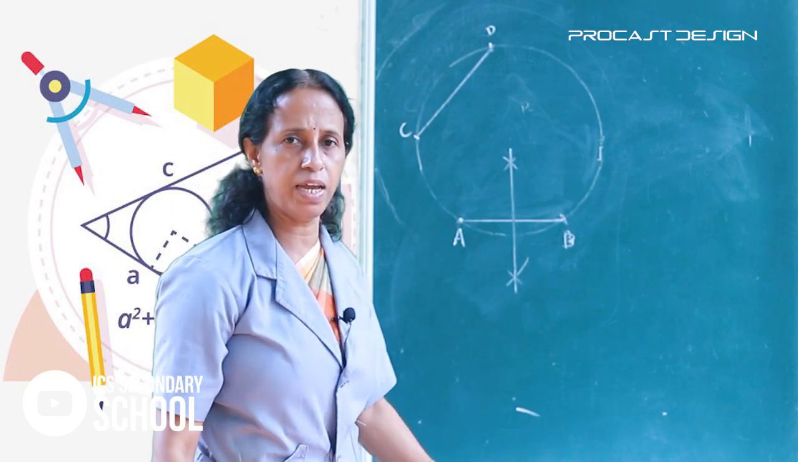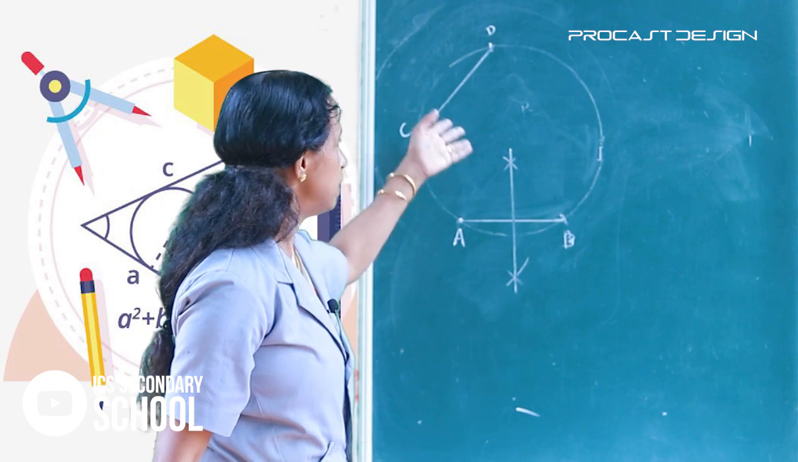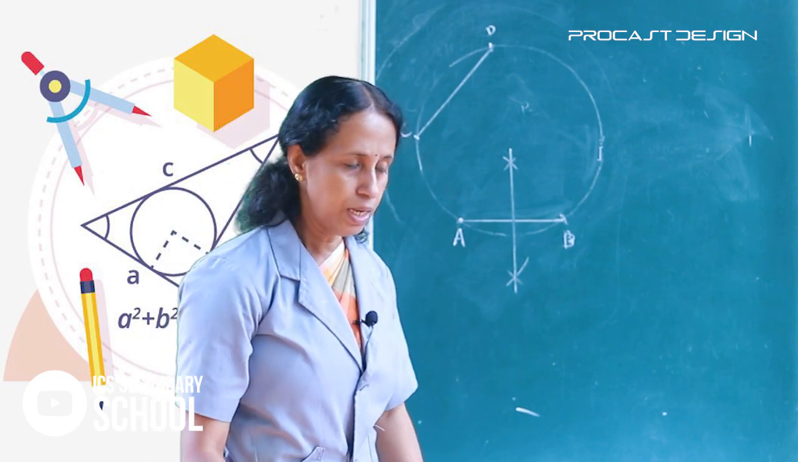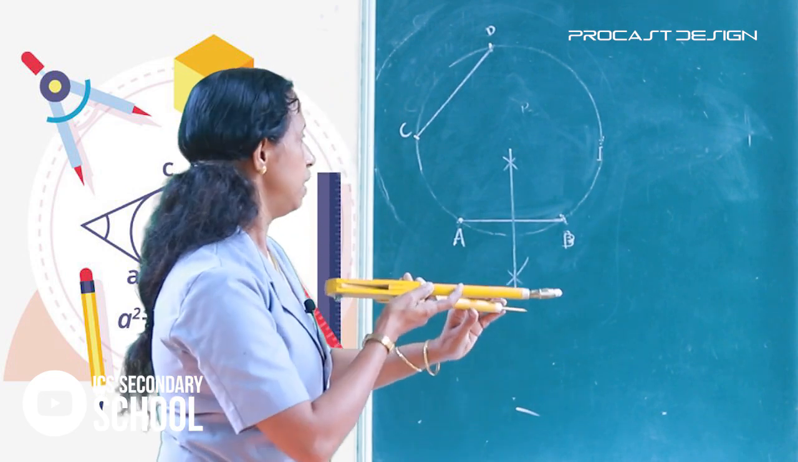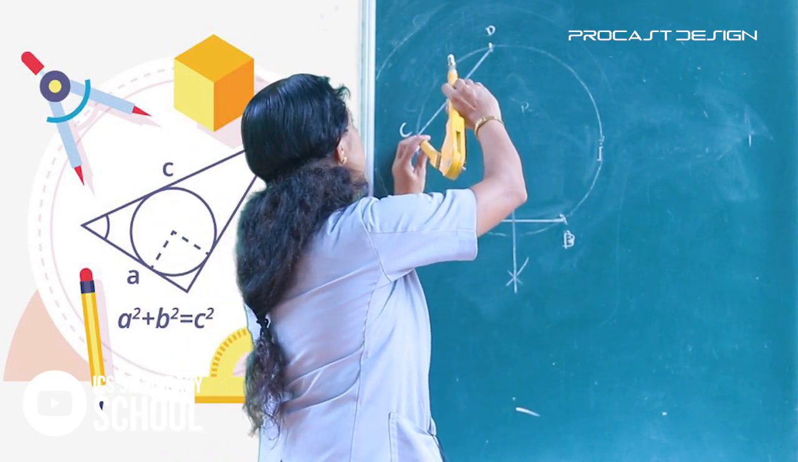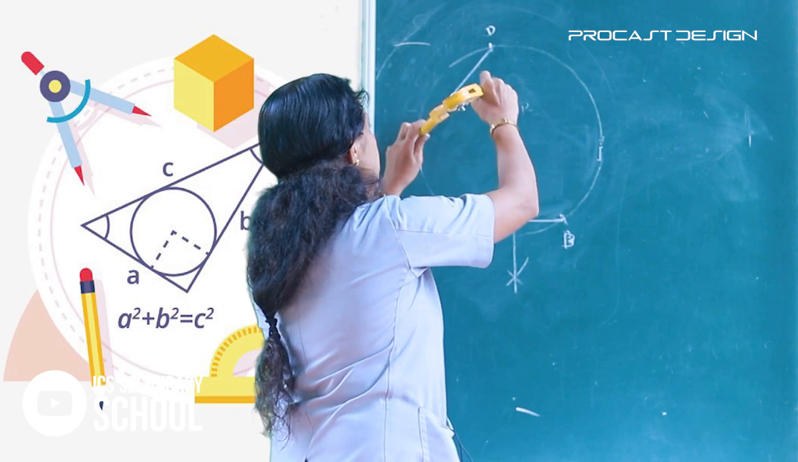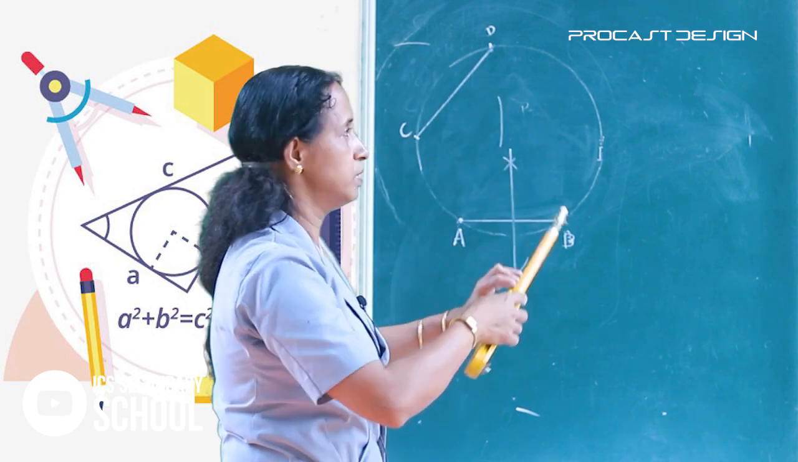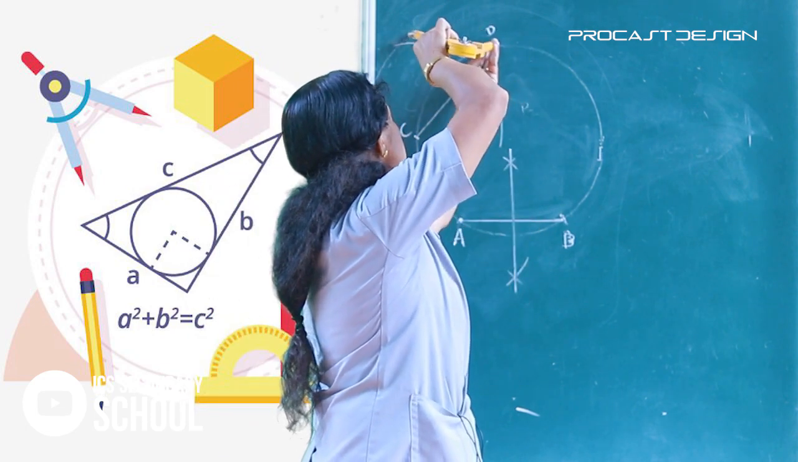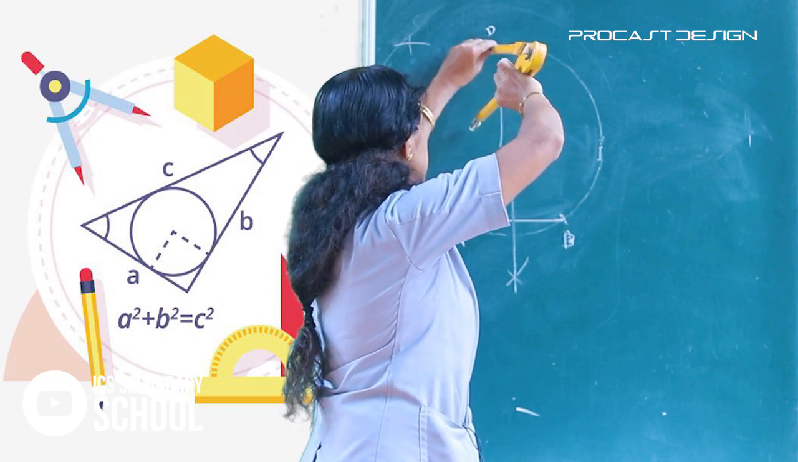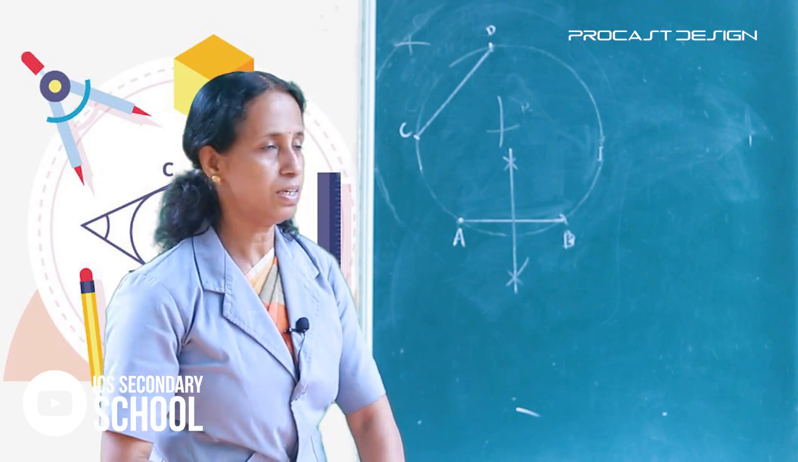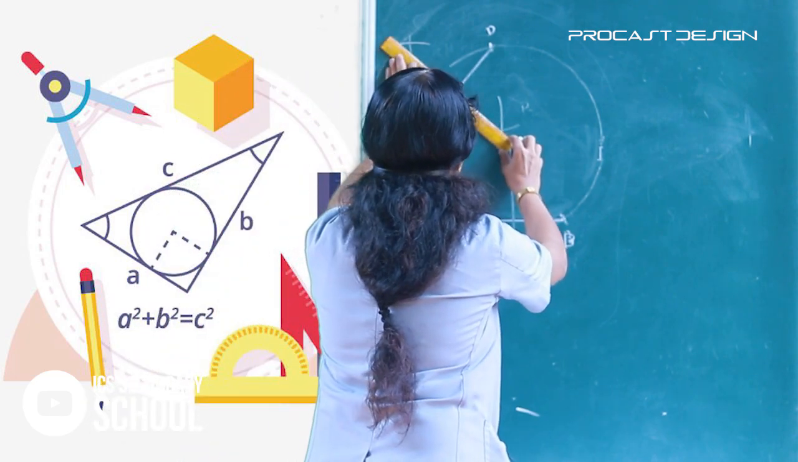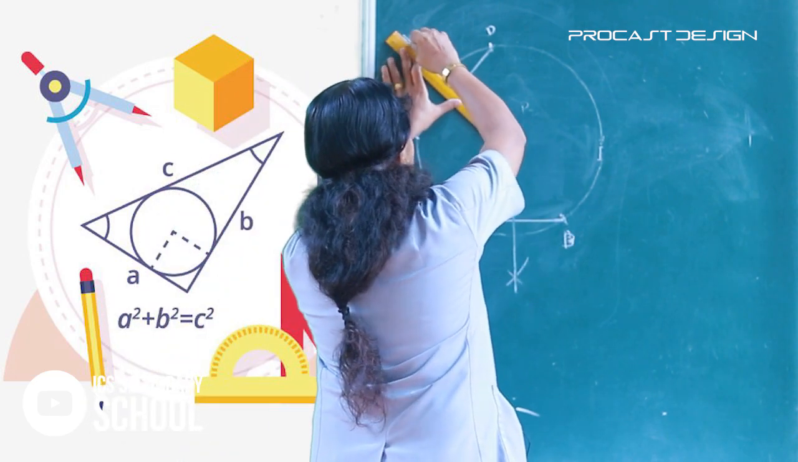Draw a perpendicular bisector of this line. Using the compass, take more than half of this line. Draw an arc. Connect these 2 points.